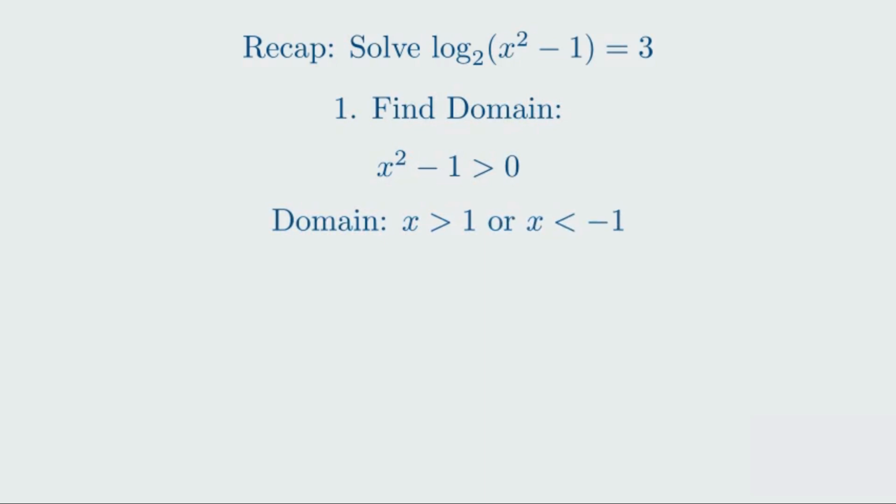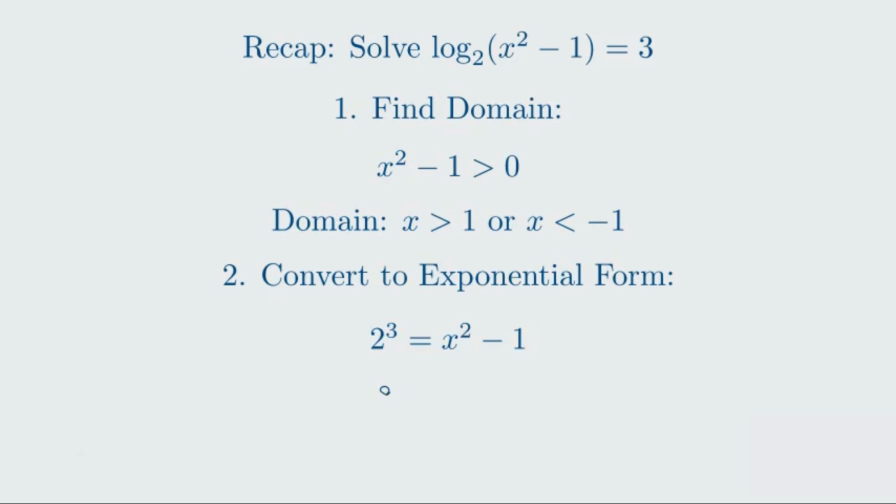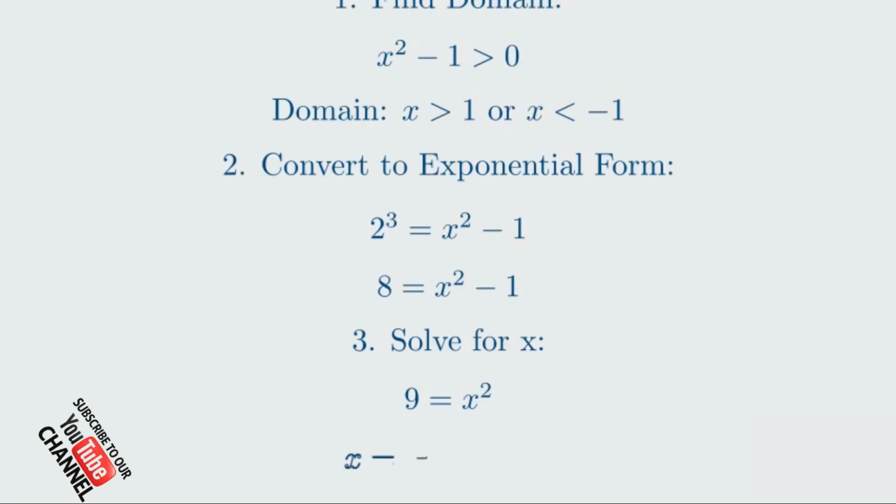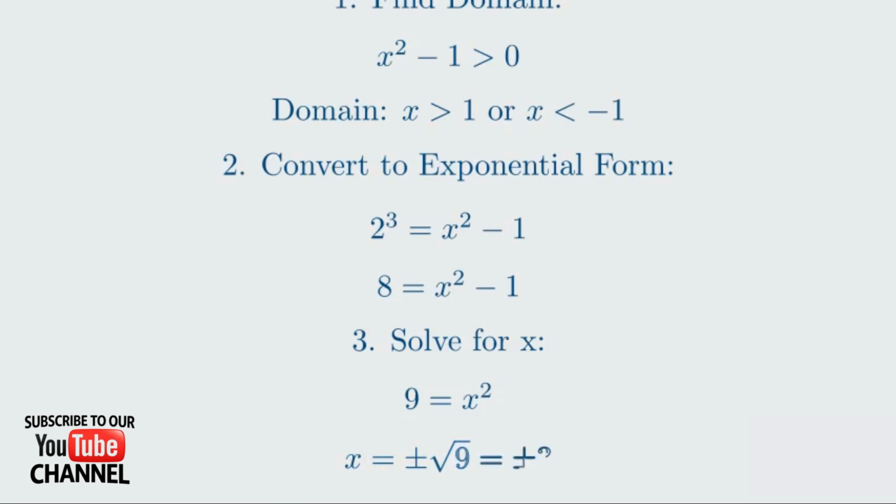Next, we solved the equation by converting it from logarithmic form to exponential form. This transformation eliminated the logarithm and resulted in the simple quadratic equation 2 cubed equals x squared minus 1, which simplified to 8 equals x squared minus 1. We then solved this quadratic equation using standard algebraic methods. After isolating x squared to get 9, we took the square root of both sides, remembering to include both the positive and negative results, giving us x equals plus or minus 3.